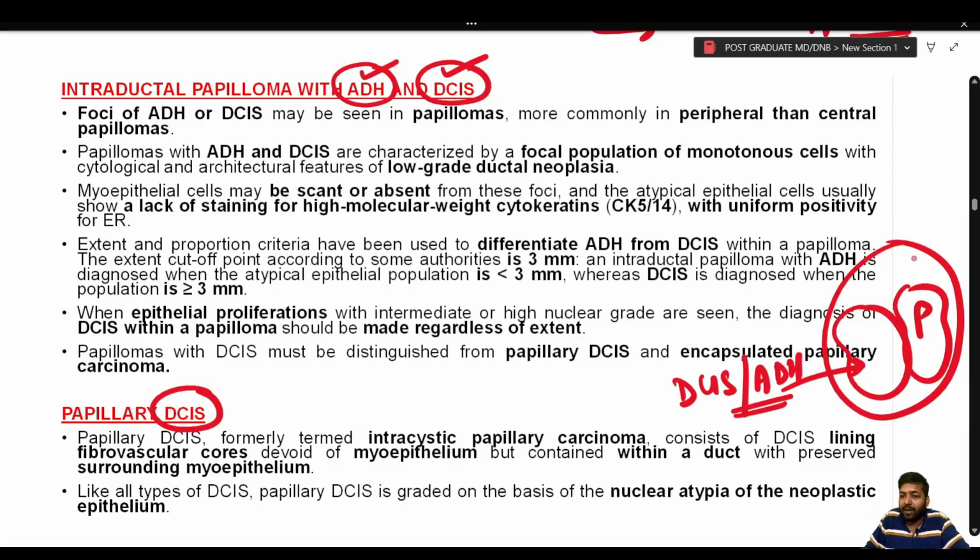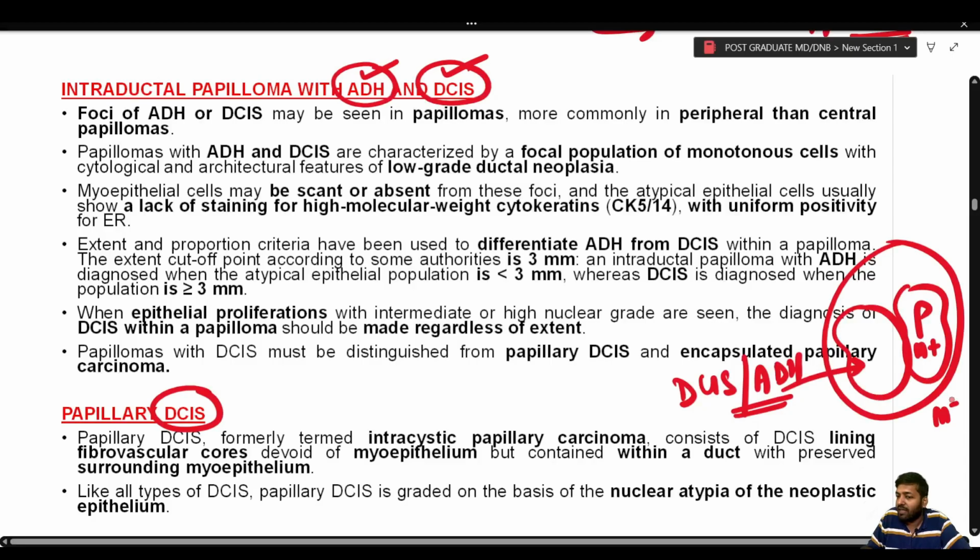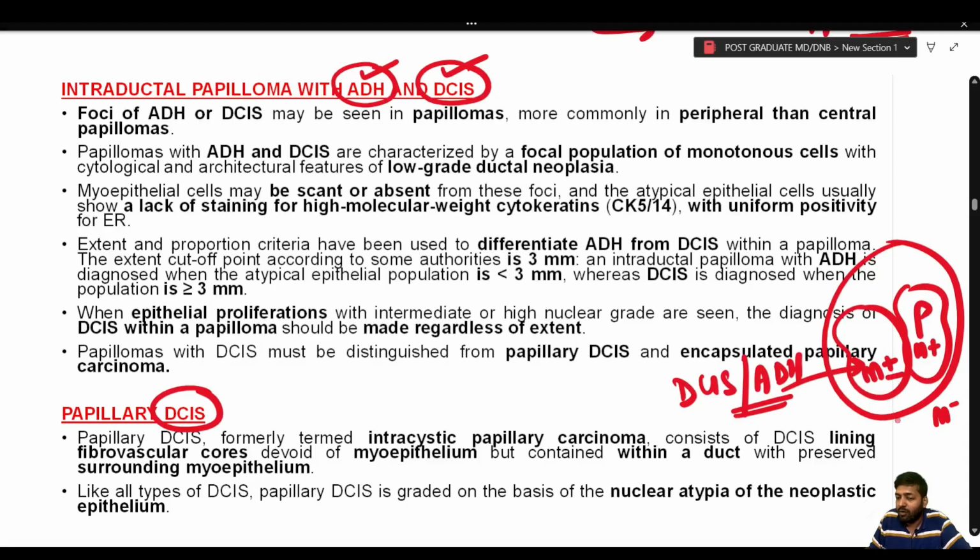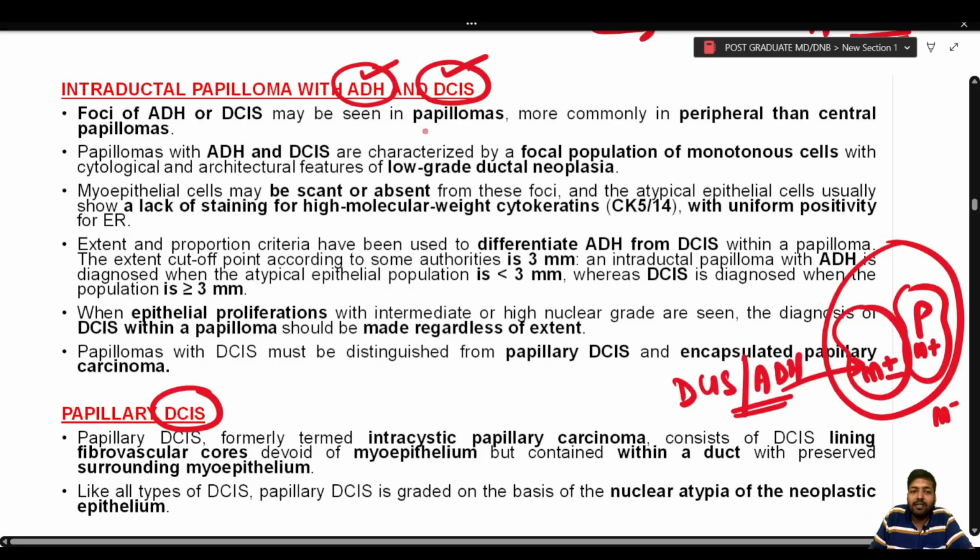So what is going to happen over here? Very importantly, you have to remember, those areas which typically resemble the papilloma areas will show the presence of myoepithelial cells inside as well as outside. Whereas those areas which have more atypical features might or might not be positive for myoepithelial cells. So they will show attenuation or decreased staining of the myoepithelial cells. So remember this point, okay. Foci of ADH or DCIS may be seen in papillomas, more commonly in peripheral than central papilloma.